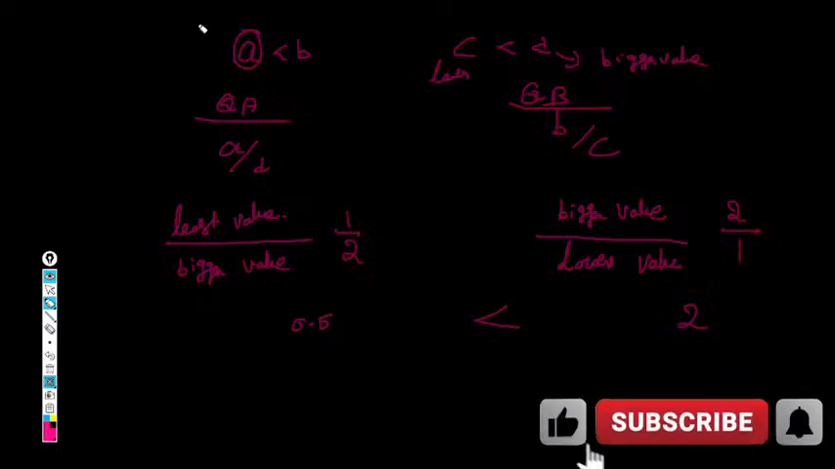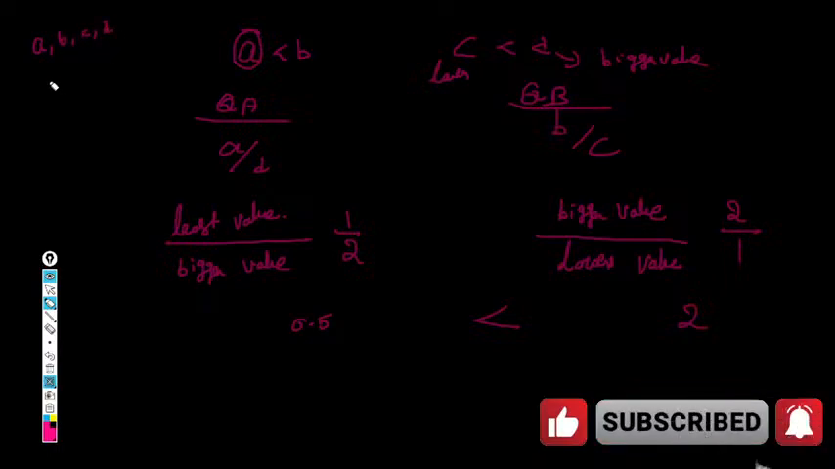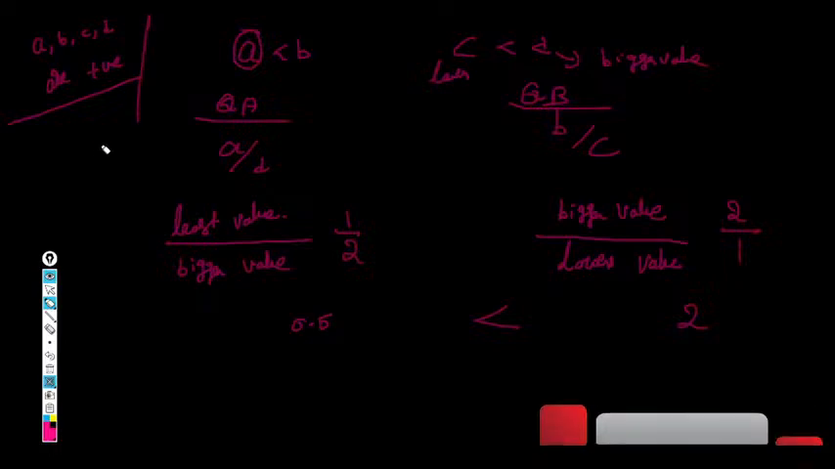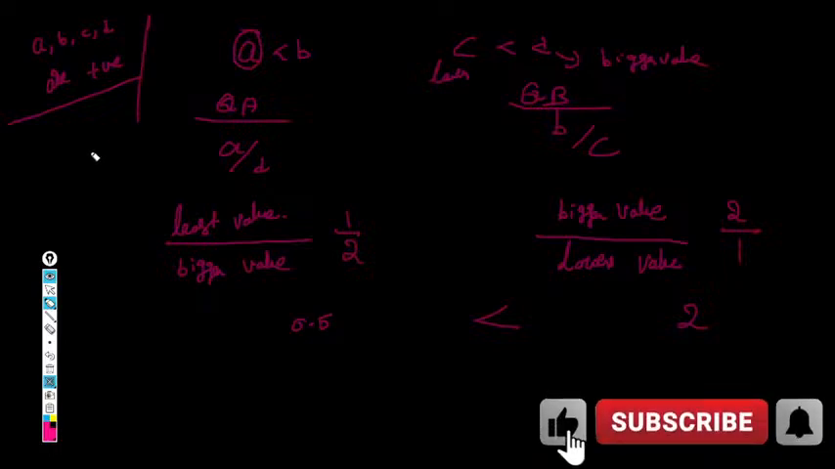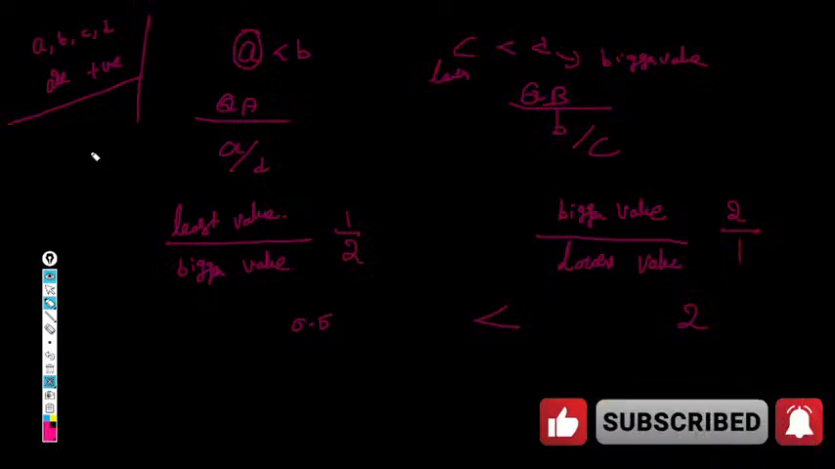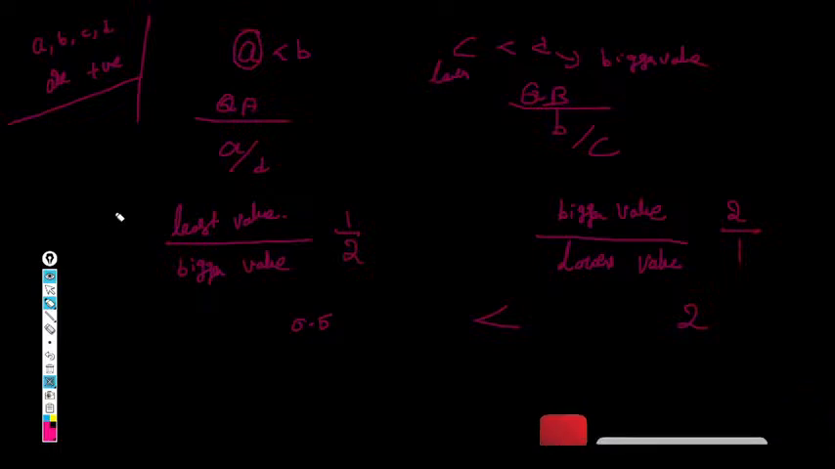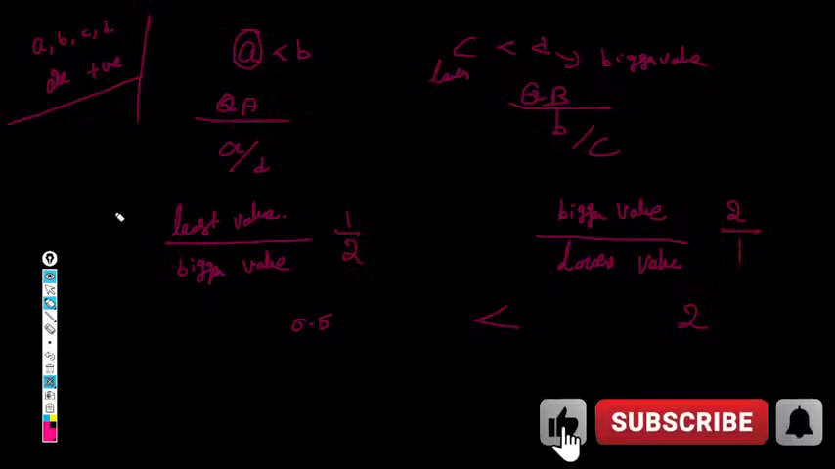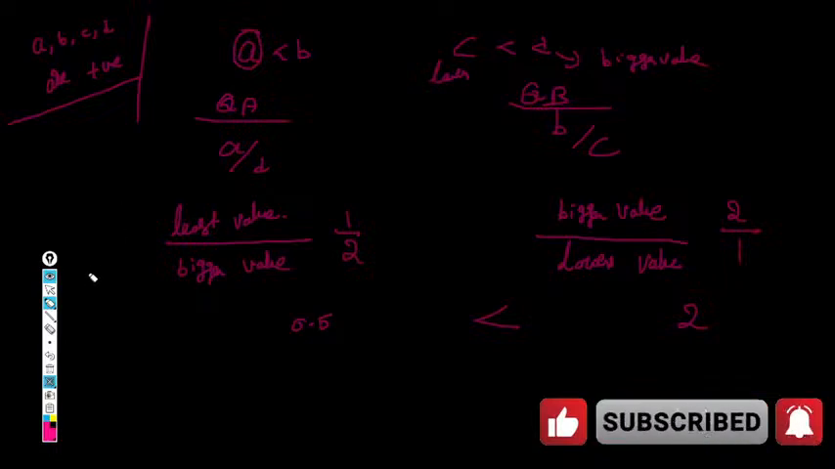Because he clearly mentioned A, B, C, D all are positive. That's why I went with an approach like this. Otherwise, I would not go like this. I would need to try with negative numbers also, and with positive numbers also. We can go another way. How we can go, we can see that. I'll arrange this again and I'll explain one more way.